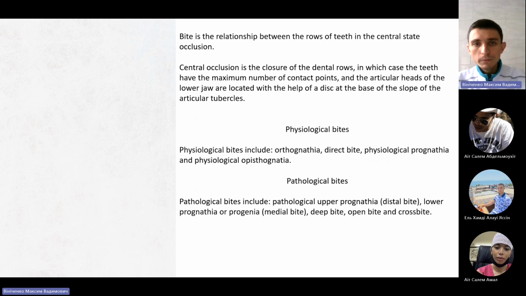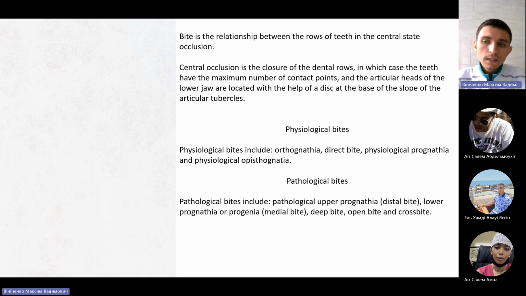Next is the relationship between the rows of the teeth in central occlusion. Central occlusion is the closure of the dental rows in which the teeth have the maximum number of contact points and the articular heads of the lower jaw are located, with the help of a disc, at the base of the slope of the articular tubercles. Physiological bites include orthognathia, direct bite, physiological prognathia, and physiological opisthognathia. And there are pathological bites.